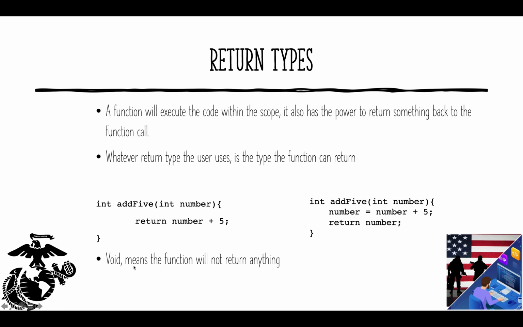Now there is something called a void return type, which means the function will not return anything. So instead of int, you would write void. And just to specify, you can put whatever return type you want. It doesn't have to be an integer. It could be a string, it could be a character, it could be a double, it could be a boolean, or it could be a void.